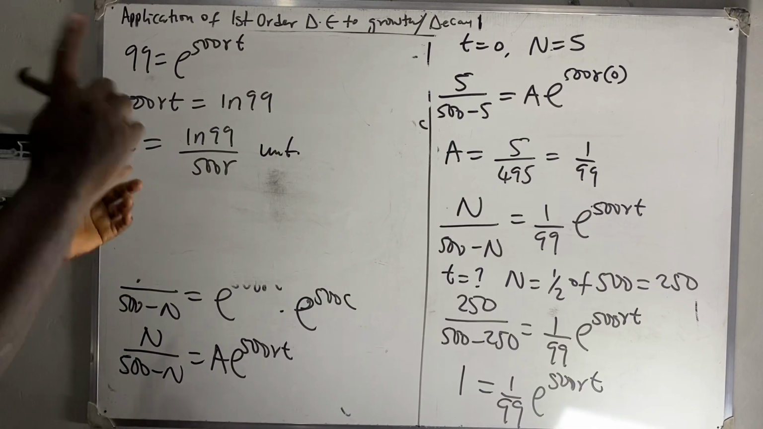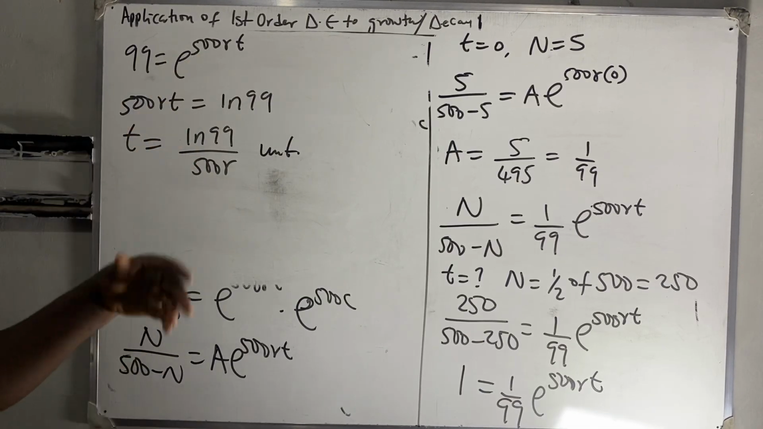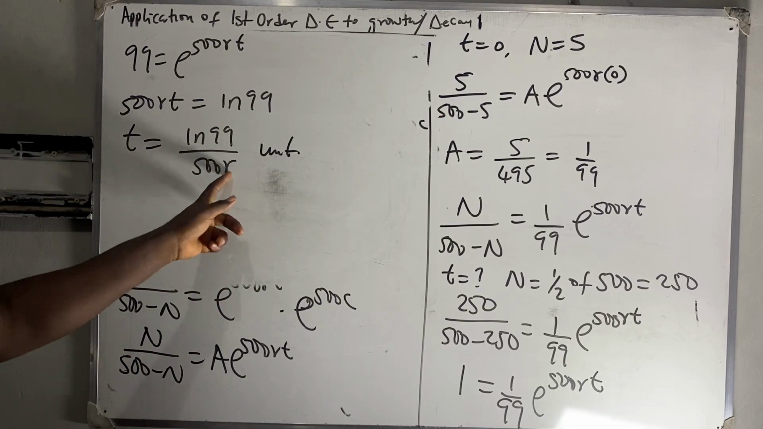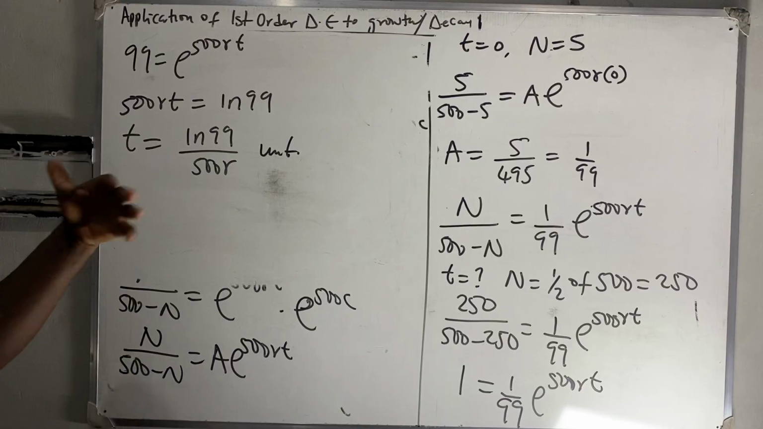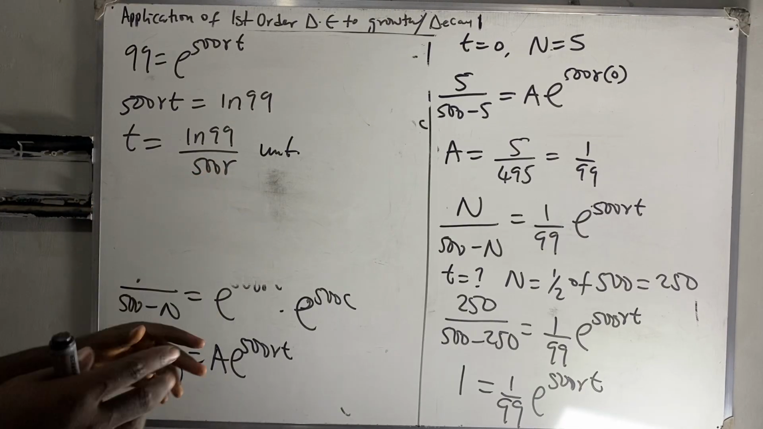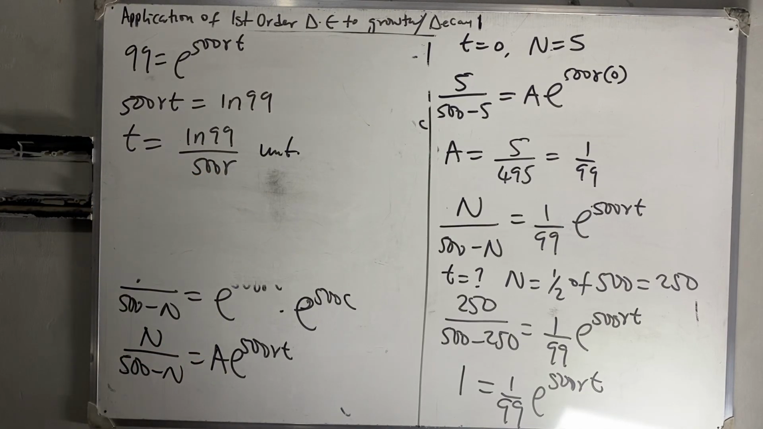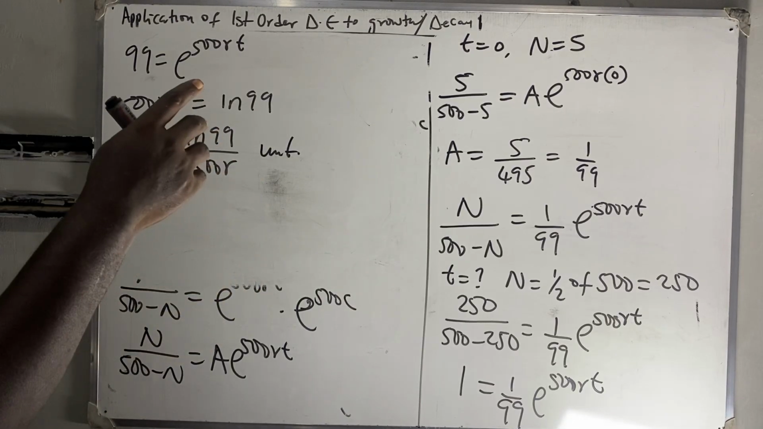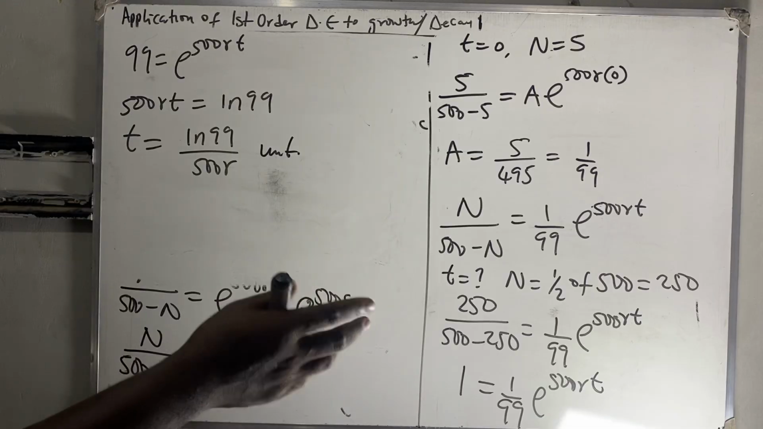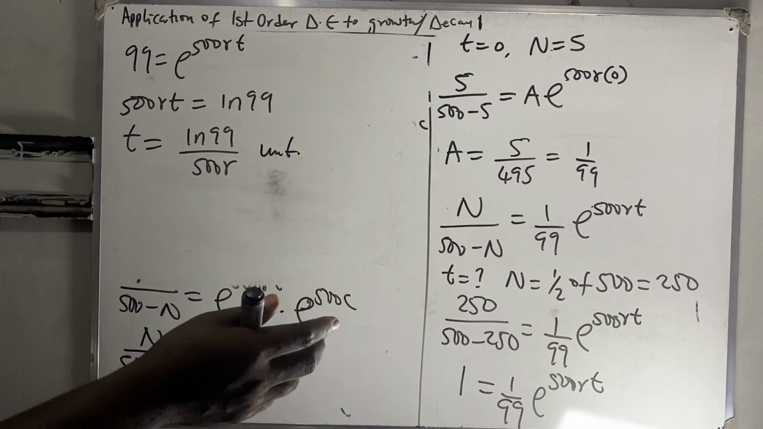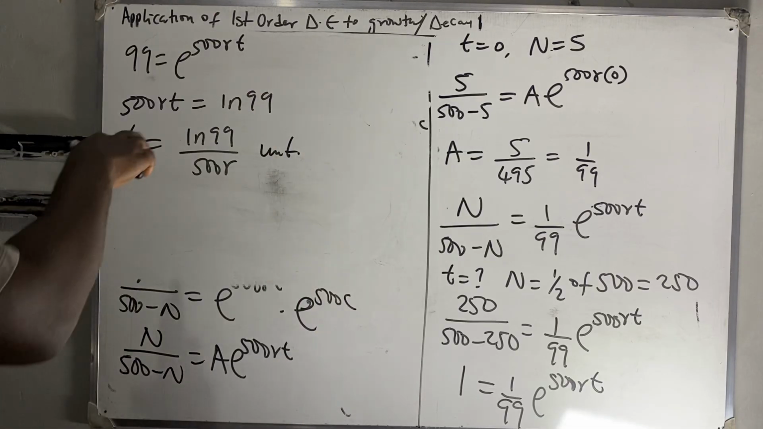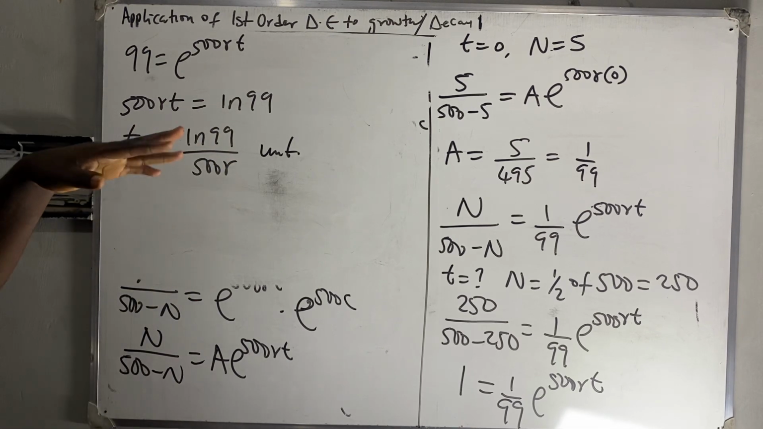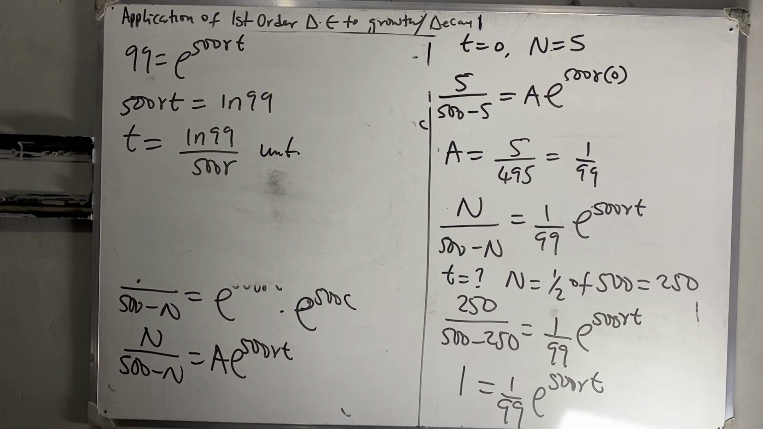Had it been they gave us a condition that will help us to get the rate, we would have gotten it, but they did not do that. So once we can get the rate, from another experiment, maybe if they say that when the time is 5, they discover that maybe 30 people got the disease, it will help you to get the rate. Then if you put the rate here, you will get the time it will take for half of the population to get the disease.